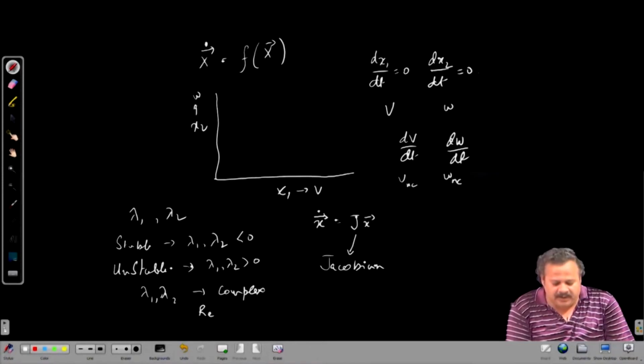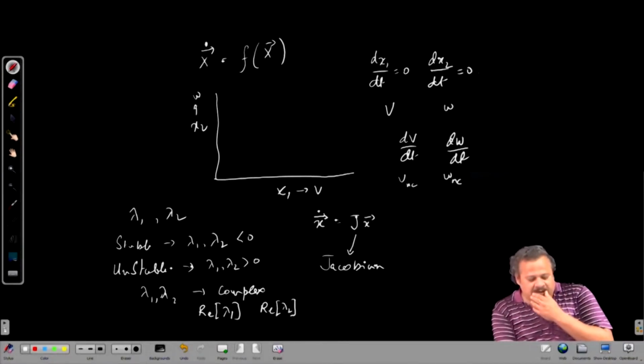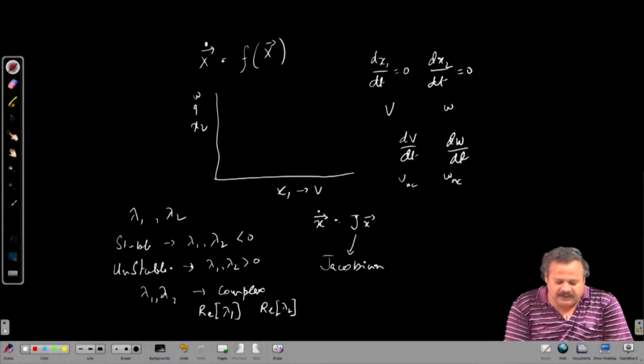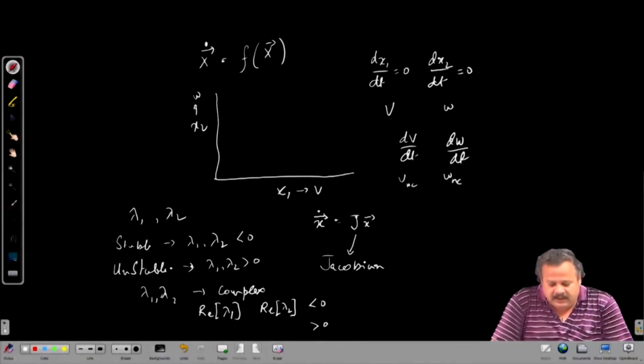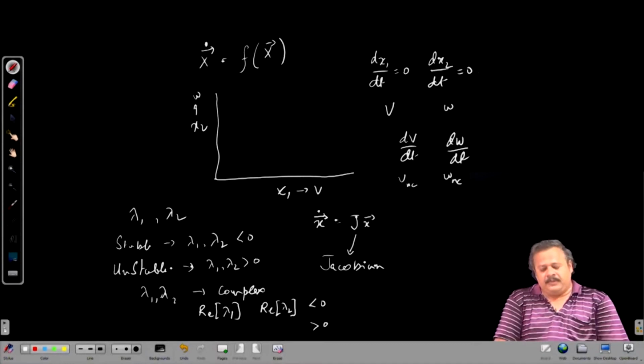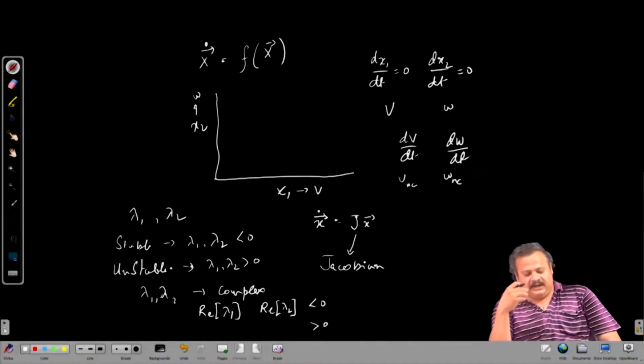then the real part of lambda 1 and the real part of lambda 2 determine the stability. If both of these are less than 0, or negative, then it is a stable spiral, and when both of these are greater than 0, then it is an unstable spiral. We said that the behavior of the system near the equilibrium point can be represented with these ideas of stable and unstable equilibrium points.